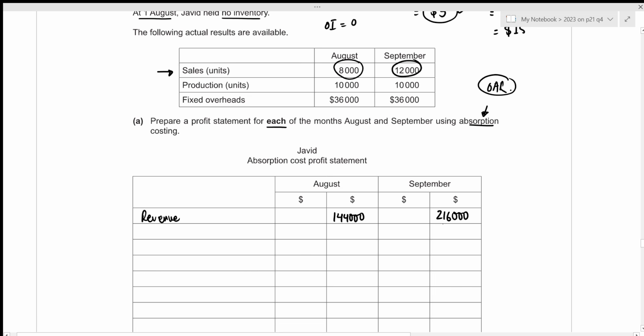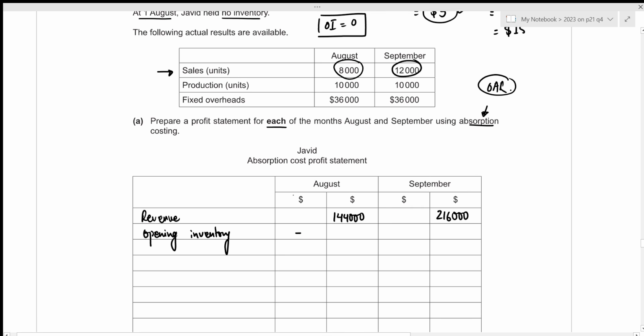Now again, the step will be similar to our statement of profit or loss. We can now move towards our cost of sales, which means that we can start with our opening inventory. And for the month of August, we are told that there will be no opening inventory. So that's just going to be 0 in this case. We'll calculate this section for September separately. Let's first go over all of the items to be included.